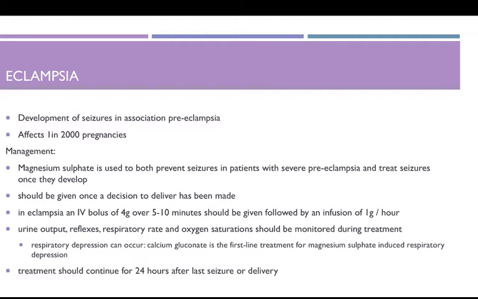You need to be monitoring urine output, reflexes, respiratory rate, O2 sats during treatment, especially respiratory rate and O2 sats, because respiratory depression can occur. And if this does occur, then you give calcium gluconate to treat the magnesium-induced respiratory depression. And treatment for eclampsia should continue for 24 hours after the last seizure or 24 hours after delivery.